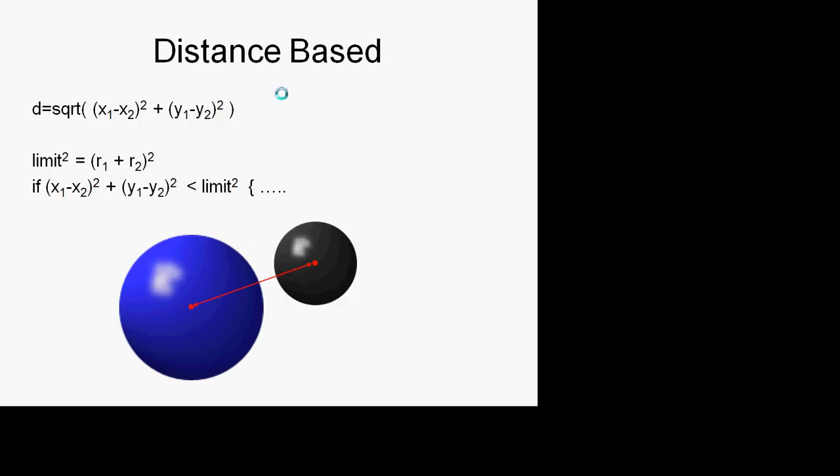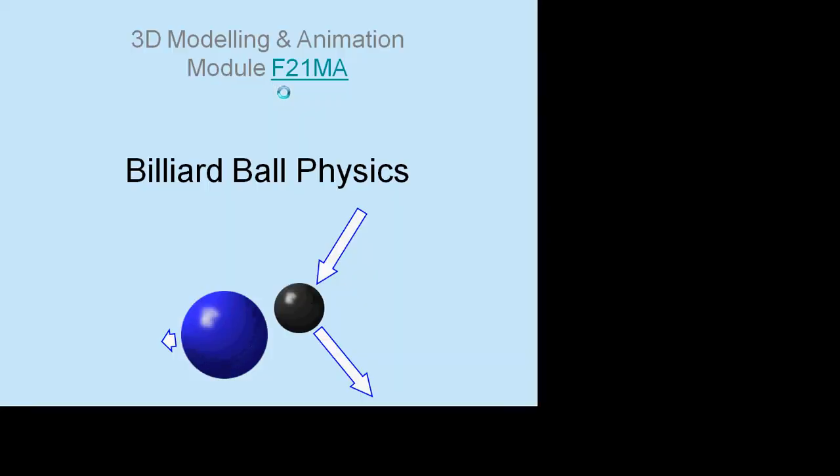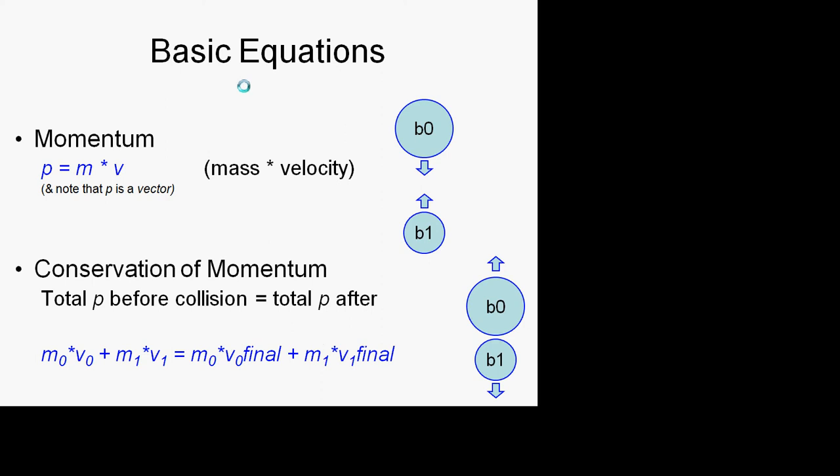Once we've done that, then we can start implementing the billiard ball physics, and this code comes from Peter's. Let's have a look at the basic equations. We've got momentum, which is P equals mass times the velocity. And we know that this momentum is conserved. So the total momentum before the collision is equal to the total momentum afterwards. And this is the equation that we end up with here on the bottom.